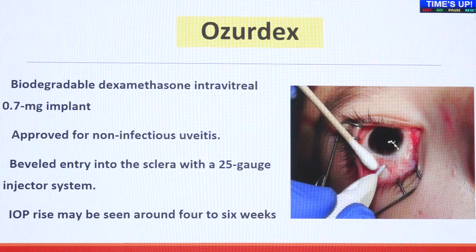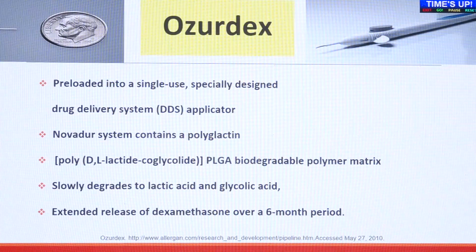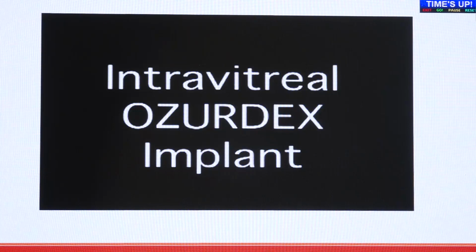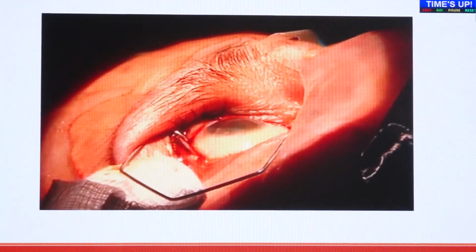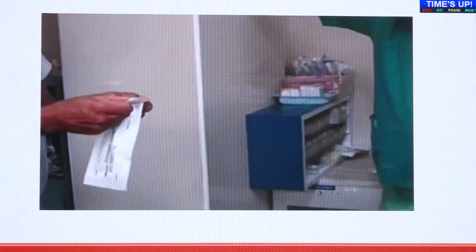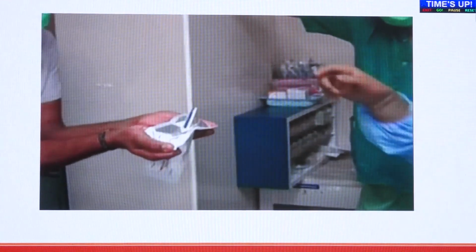The biodegradable implant, as I told, is approved for non-infectious uveitis, with a bevel entry into the sclera using a 25 gauge injector system. IOP rise may be seen around 4 to 6 weeks after. This is the Novadur system containing a polymer, which slowly degrades into lactic acid and glycolic acid and disappears.